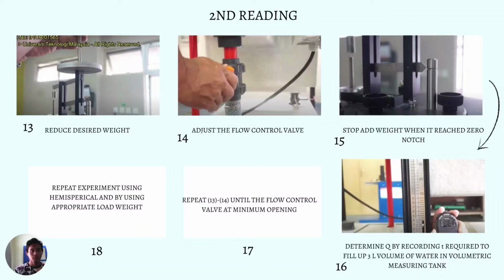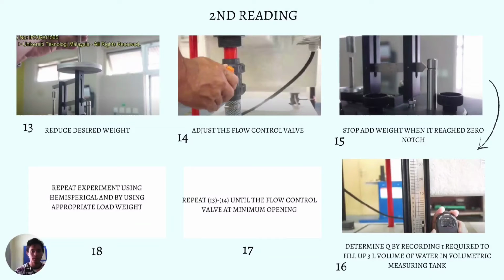And then for the second reading, we reduce the weight that we put at the first reading, and adjust the flow valve. We have to make sure that when we reduce the weight, the indicator shows it reaches the 0 notch, so that we can determine Q, the flow rate, by recording T required to fill up the 3 liter volume.